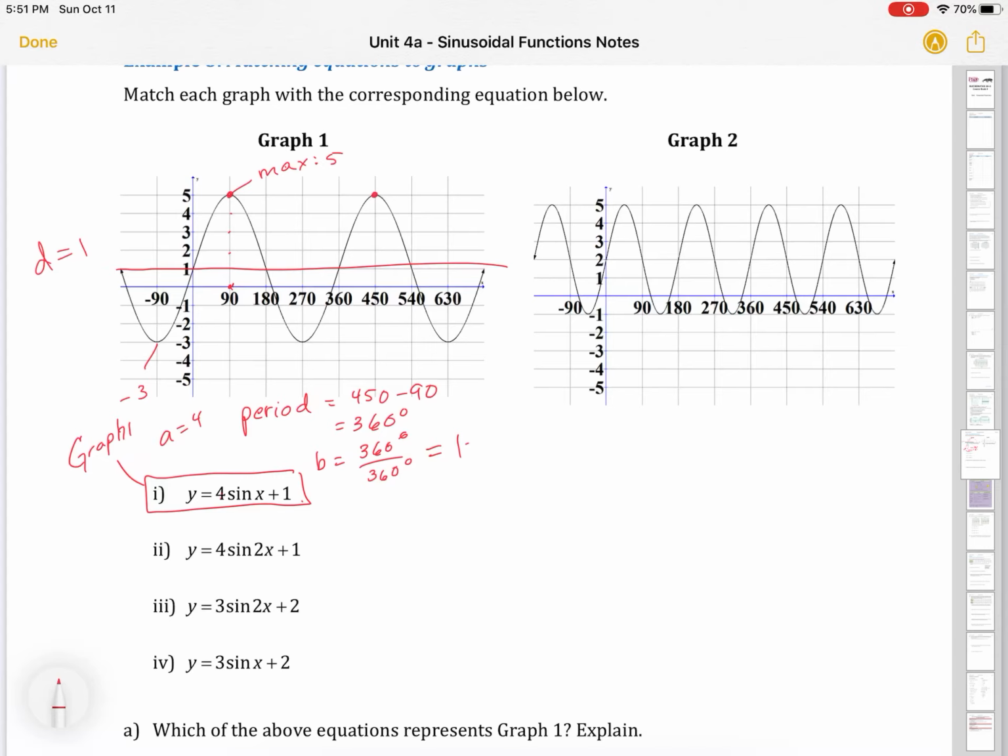So here, graph number 2, looking at what I have. My minimum is -1, my maximum is 5. So that means my midline is going to be at 2, right? That's halfway between them. Is it not? 1, 2, 3, 1, 2, 3. Yeah. So that means D equals 2.